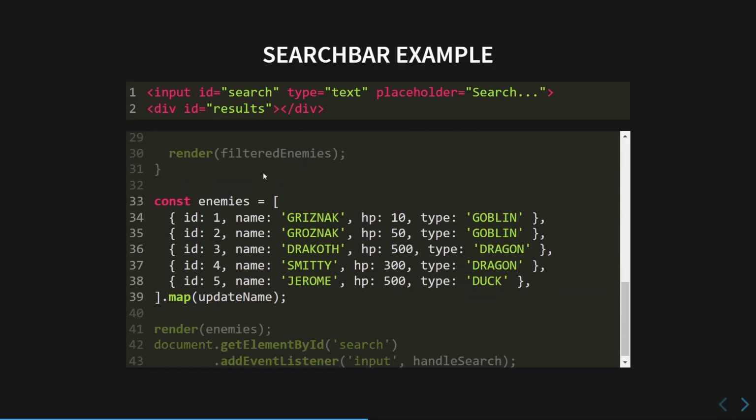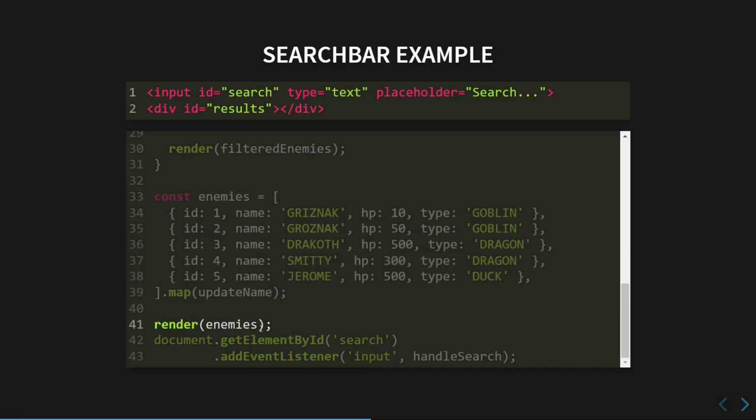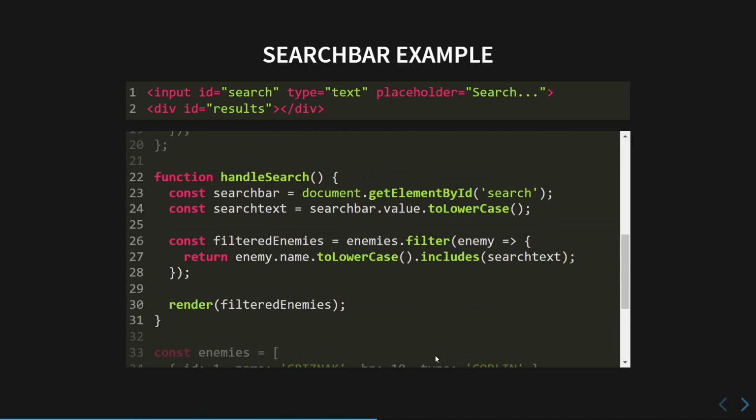And here is where we get to the enemies. So it's the same enemies list as before. And now I'm mapping the update name just so it looks a bit better. This will render the initial list of all of the enemies. But now we're saying get the search bar and then add an event listener for input. And then whenever someone types into the search bar, I want you to call this handle search function. So somebody's typed into it, it'll call handle search.